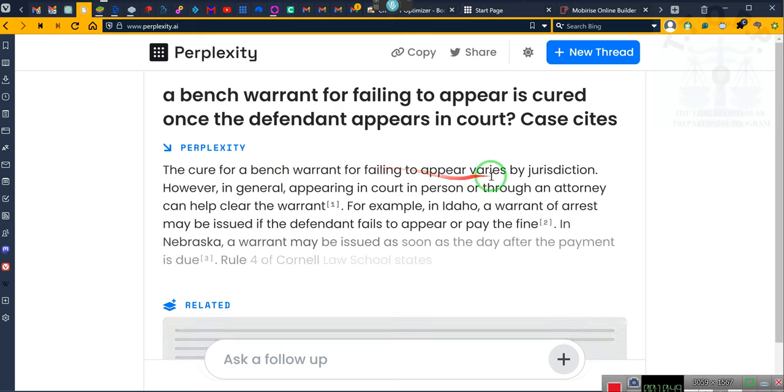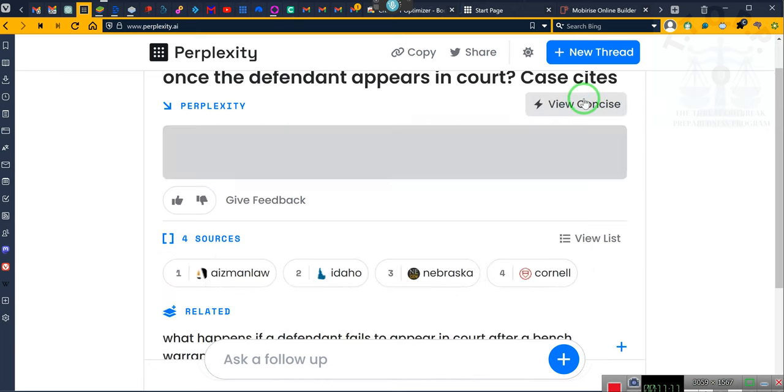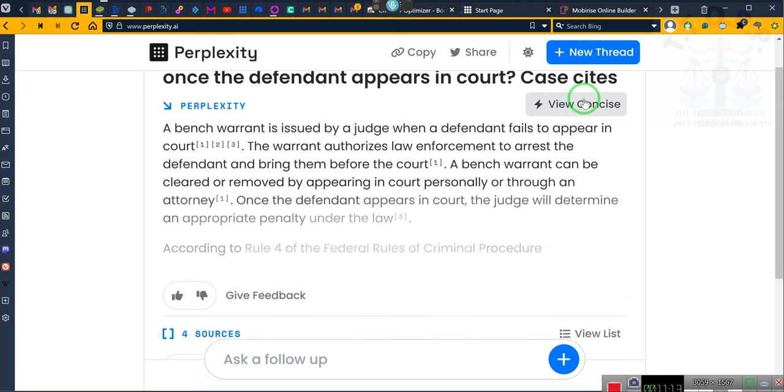To cure a bench warrant for failing to appear varies by jurisdiction. However, in general, appearing in court in person or through an attorney can help clear the warrant. Example, in Idaho, a warrant for the arrest may be issued if the defendant fails to appear or pay a fine. In Nebraska, a warrant may be issued as soon as a day after the payment is due. We're not talking about payment due. We're talking about an individual, a bench warrant issued for failure to appear.